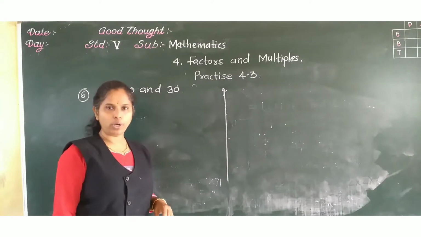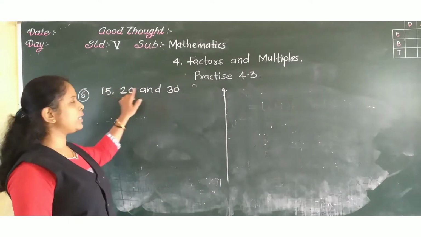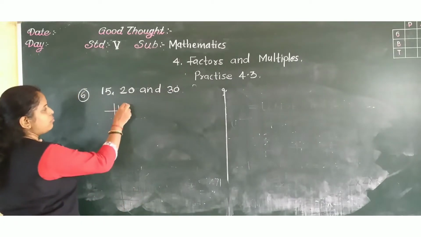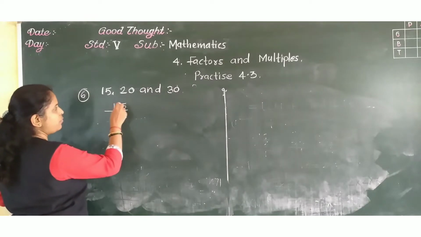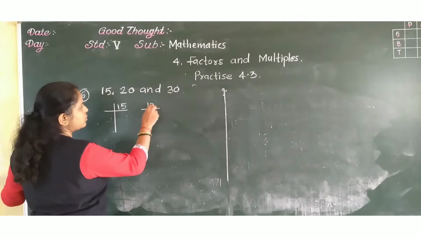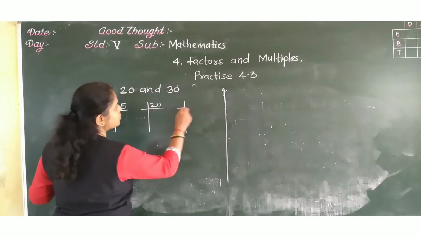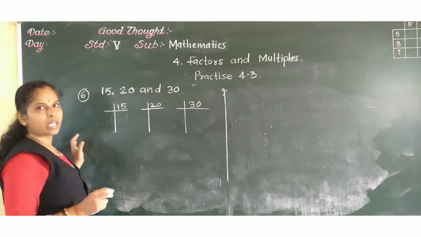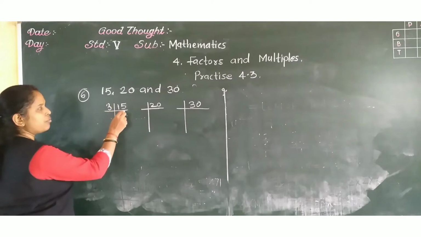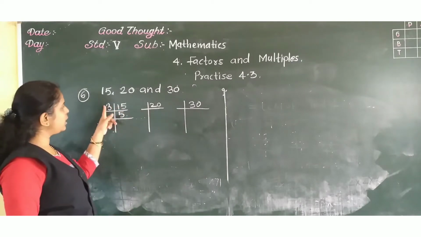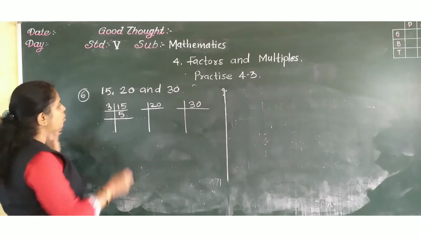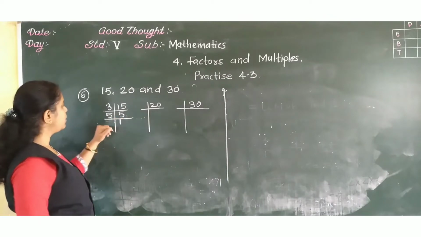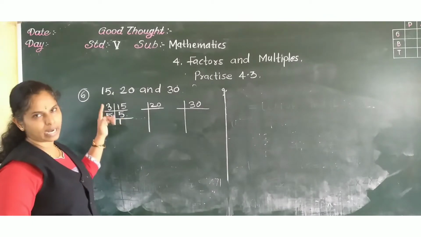Sixth one, we want to find out the LCM of 15, 20 and 30. So what we will do, we will find out the prime factors of 15, 20 and 30. Now 15, it comes in 3 steps. 3 5s are 15, quotient 3, 5. Now we have to divide 5 by 5. So 5 ones are 5. Now next, here we got 1, that means we stop.